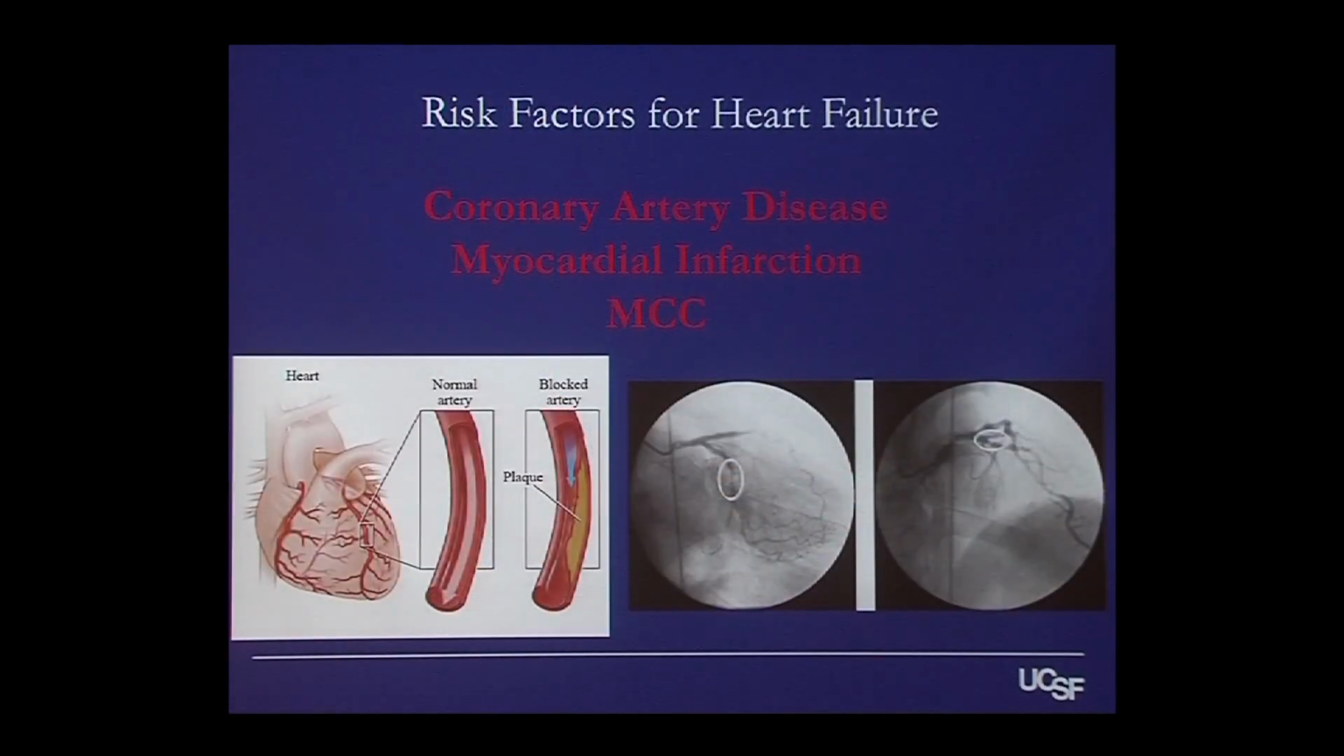So the most common cause of heart failure is coronary artery disease or myocardial infarction, or heart attacks, basically. And here, remember before, these are the coronary arteries, the blood vessels that supply nutrients to the heart muscle. And here you can see a diagram of that artery. It's nice and smooth, and you have good blood flow. And here you can see a blocked artery. This could be due to diabetes or high cholesterol or high blood pressure over time. You have this plaque buildup here. And this leads to decreased blood flow to the heart muscle, and that can lead to heart failure.